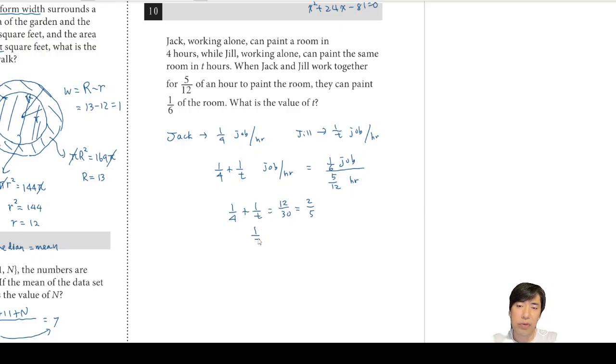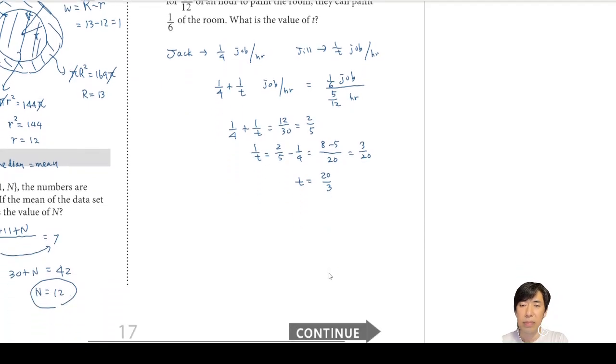So 1 over T is equal to 2 over 5 minus 1 over 4, which is, okay, common denominator is 20. That's 8 minus 5. So that's 3 over 20. So T must be equal to the reciprocal of this, 20 over 3. Okay? Next one.